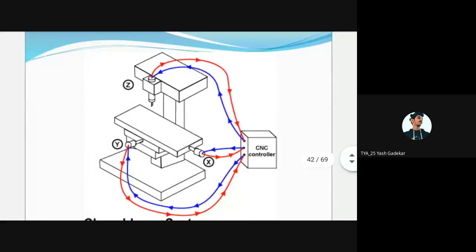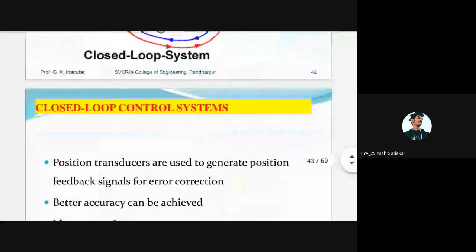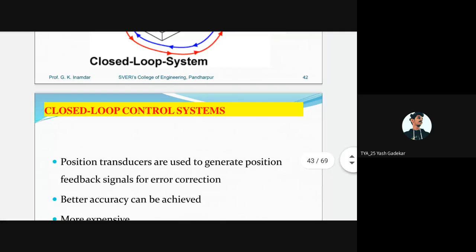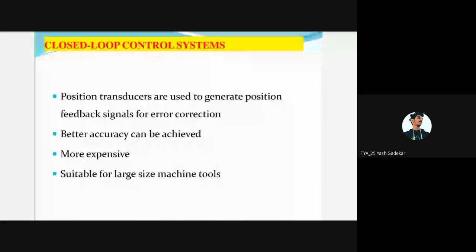See here, in the previous image also, only feedback is added; in every motor feedback is added here. This is nothing but the closed loop system. This is very basic knowledge from electrical engineering also; in first and second year we have studied a lot about these electrical systems. In a closed loop system, position transducers are required to generate position feedback. Signals, sensors or transducers are available for the feedback, to remove the error. Better accuracy can be achieved, it is more expensive, and suitable for large size machines.